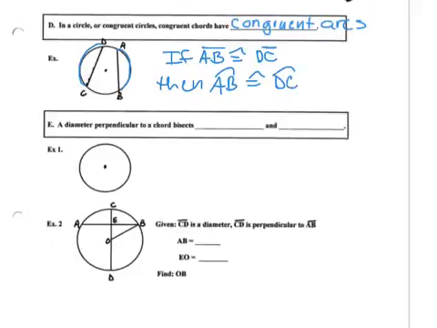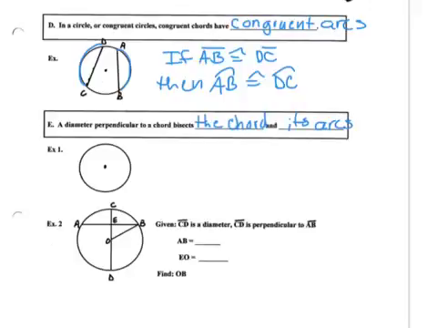Okay, the next one talks about a diameter being perpendicular to a chord, and that sets up some special properties. A diameter that is perpendicular to a chord acts as the perpendicular bisector of the chord, so it bisects the chord and its arcs.